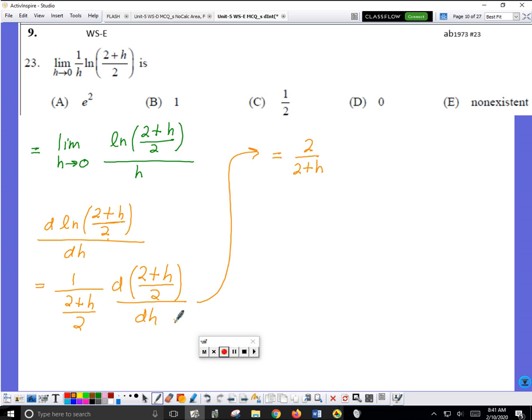multiplied by this derivative. But this derivative is just something multiplied by a half. So pull out the half. That's just a multiplying constant. Now all I have is the derivative of 2 plus h. Just say it out loud. What's the derivative of 2 plus h? What's the derivative of 2? 0. What's the derivative of h? 1. So that's just 1.